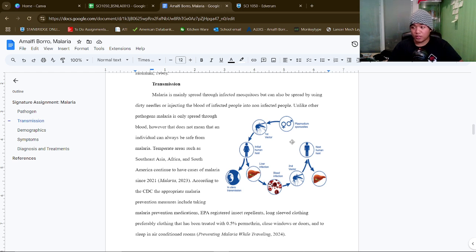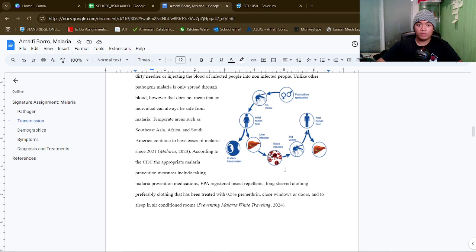Now, there are multiple ways this can happen. This can mainly happen through mosquitoes, but it can also be done through injecting an infected person's blood into a non-infected person, or an infected person somehow getting their blood into the cut of a non-infected person. Since mosquitoes are mainly in tropical areas, locations that are often affected will be Southeast Asia, South America, Africa, and other countries, with small cases happening throughout Europe.